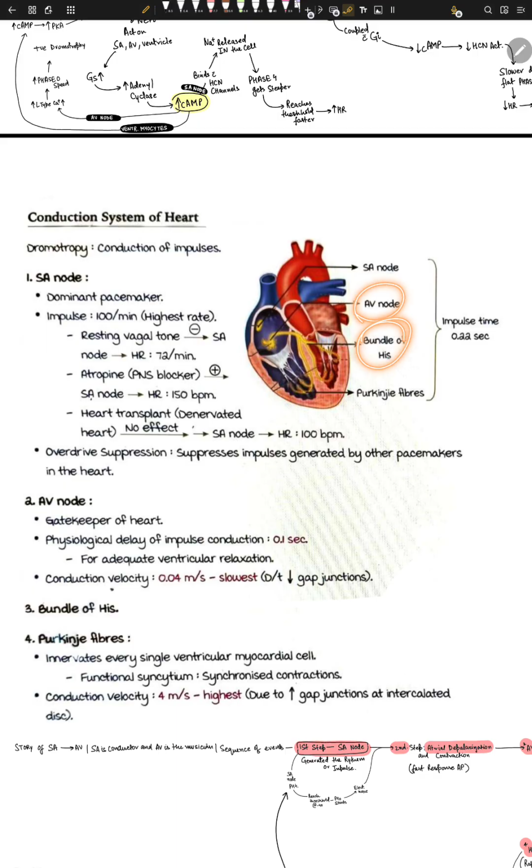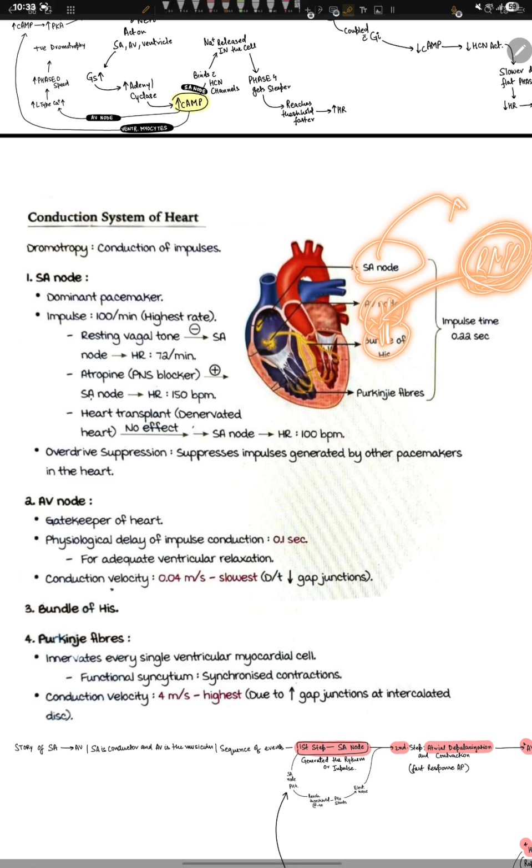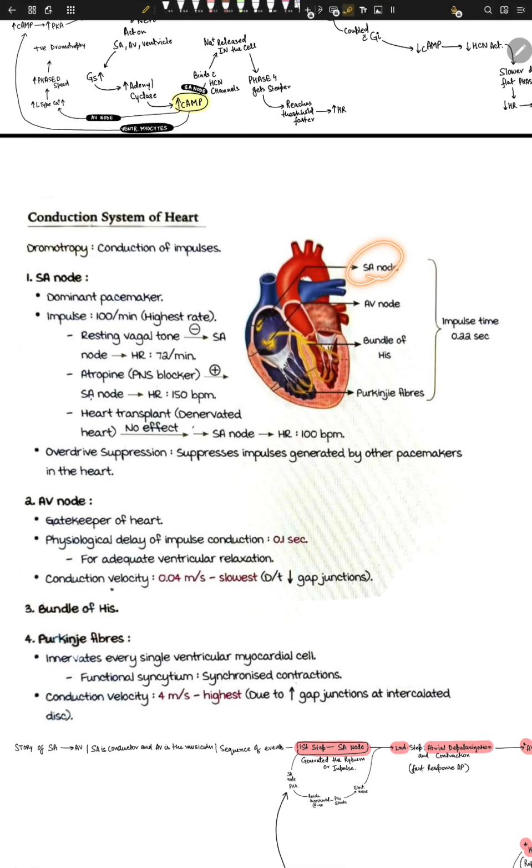AV node and bundle of His, they can't reach their own threshold. So their automaticity gets suppressed. Before they can even reach their threshold RMP, before they can reach their own resting membrane potential, the SA node fires again. And then they have no time to reach this threshold potential. SA node fires again, so this automaticity gets suppressed. This is called overdrive suppression.